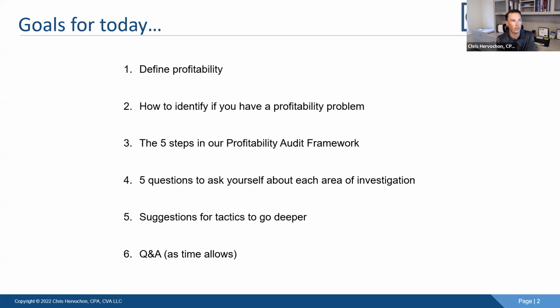So, goals for today. Number one, we're going to define profitability, what it is and what it isn't. Number two, how to define if you have a profitability problem. Number three, the 5 steps of our profitability audit framework. Number four, the 5 questions to ask yourself about each step of the audit profitability framework. Number 5, suggestions for tactics to go deeper. And then number 6, Q&A as time allows.